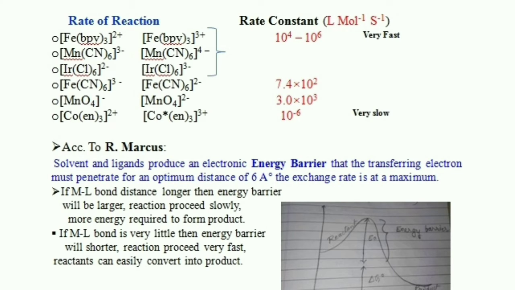In a graph, there is an energy barrier which depends on activation energy Ea and Gibbs free energy delta G. If delta G is more negative, then the value of activation energy will be low, meaning the energy barrier will be shorter and the reaction can proceed fast and reactant can easily convert into product. And if the energy barrier is larger, meaning the metal-ligand bond distance is larger, the rate of reaction will be low and the reaction proceeds slowly.